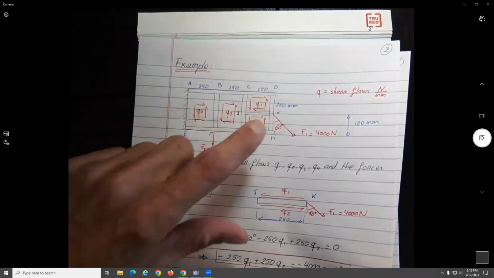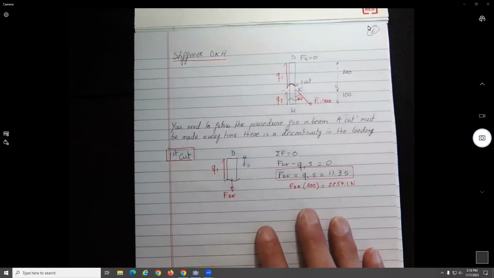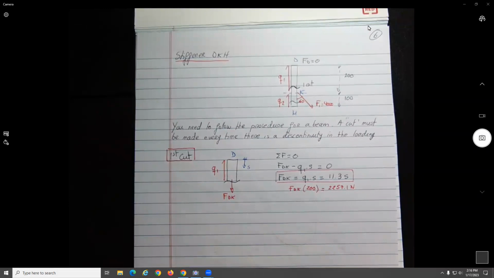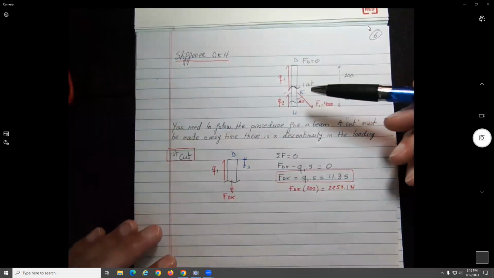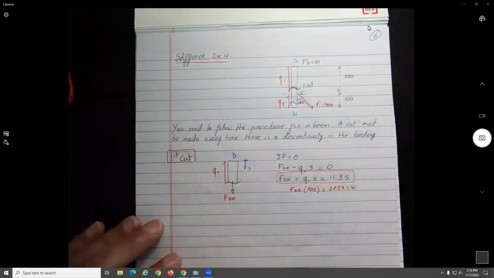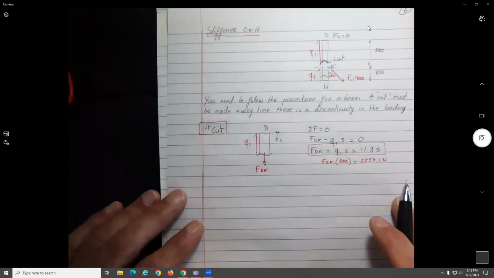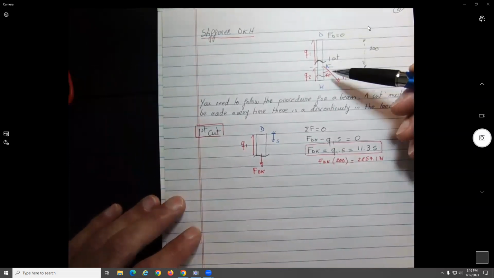We started looking at the stiffener DKH, which is this one over here. Basically, this one is just like in solid mechanics, where you need to do the beam. In order to see what the shear and bending moment diagram will be, you need to make cuts every time there is a discontinuity in the loading. So the first cut will be between D and K, and the second cut will be between K and H.